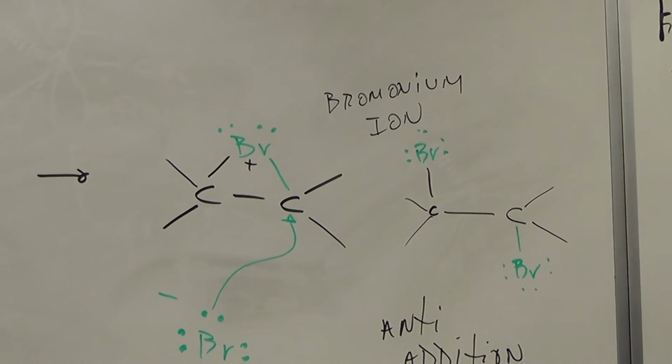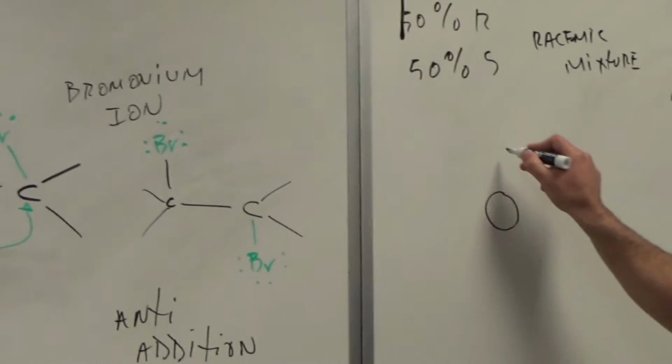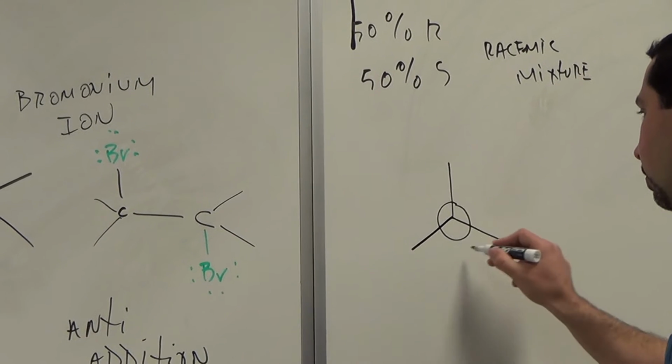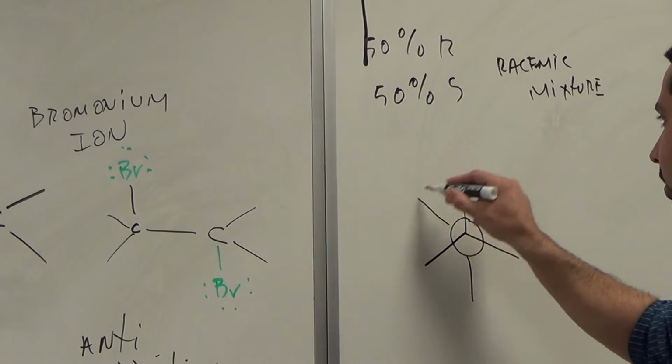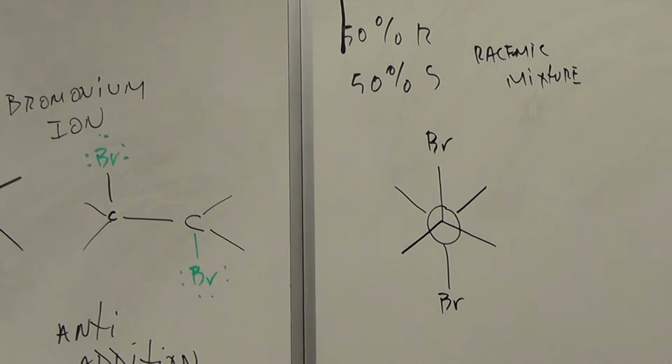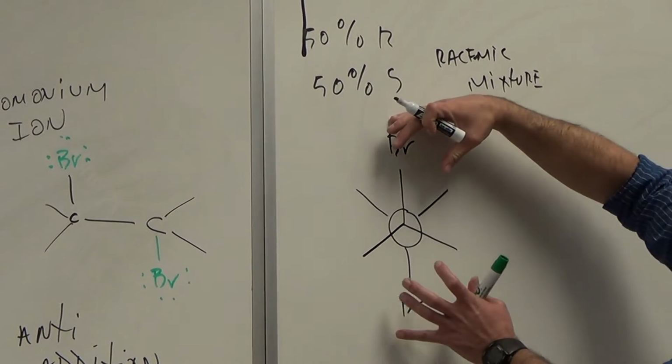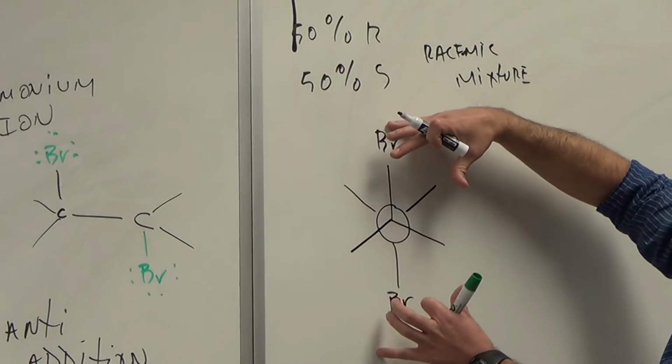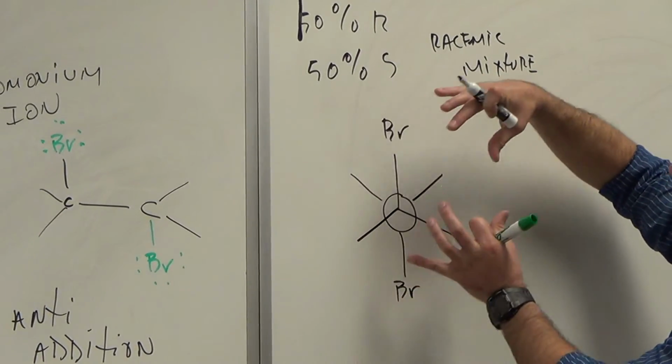The Newman projection. Do you guys remember Newman projection? Yeah. Of course. Mercedes-Benz, huh? One Br is going to be here, and the other Br is going to be there. This means anti, in the same plane, an anti. So this is called anti-periplanar.